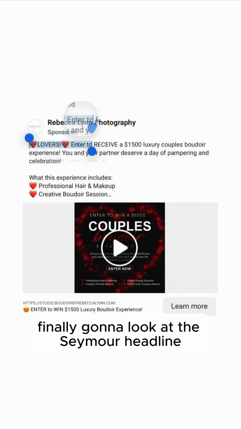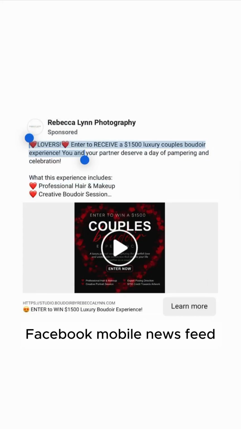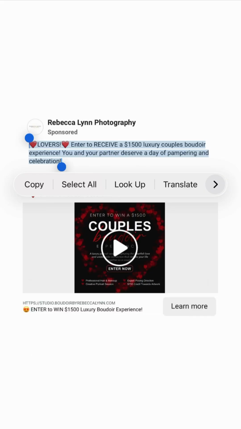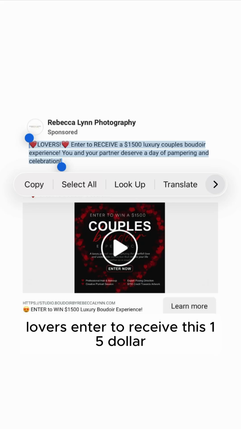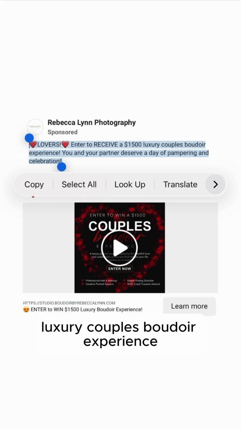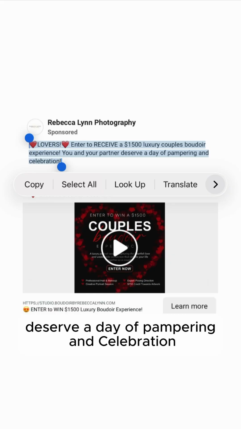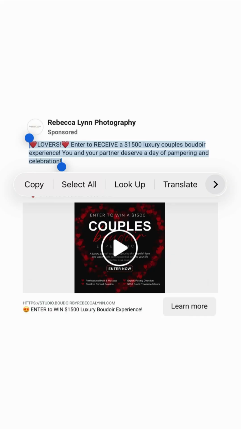Finally, we're going to look at the See More headline. First 2 3/4 lines, Facebook mobile news feed. This is all that people will see above the ad. They won't see any other text. Lovers, enter to receive this $1,500 luxury couples boudoir experience. You and your partner deserve a day of pampering and celebration.